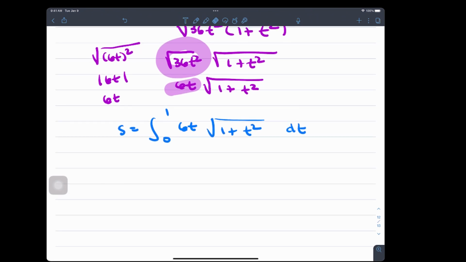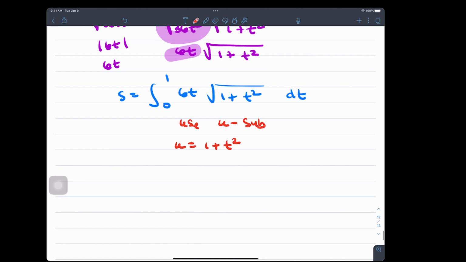But now, how do you guys integrate this? What do you guys use? Use what? U sub. So remember how we started this whole course and I said to you guys, go back and review U sub, do some U sub. I sent you videos, U sub. I wasn't joking. U sub didn't go away, did it? Never went away. So du dt is 2t, or dt becomes du over 2t.